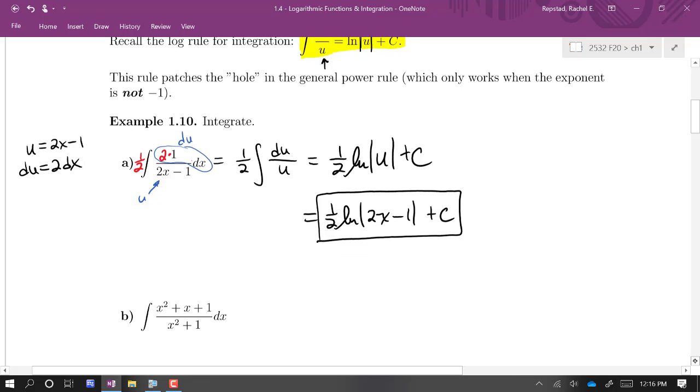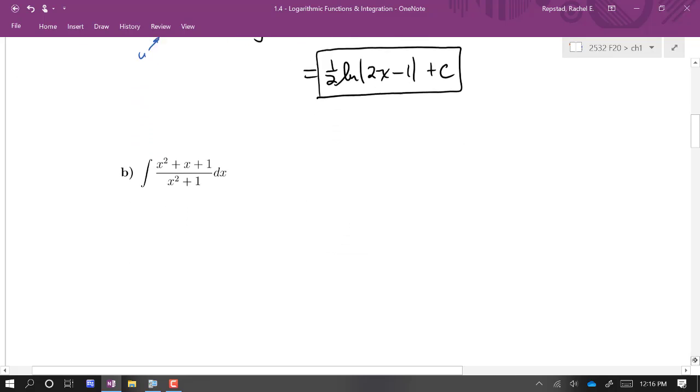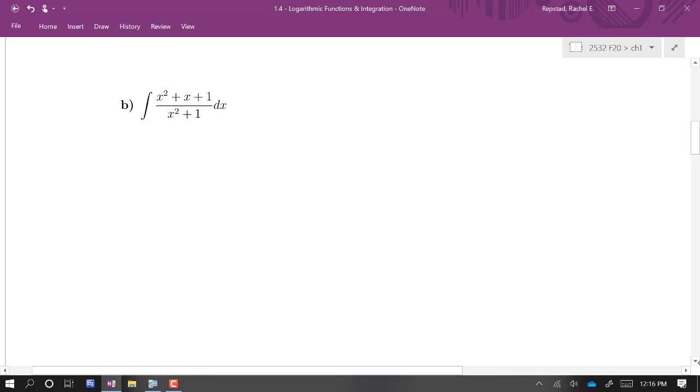All right, let's try another. Take a look at this one. Probably right off you're thinking, well, this isn't a log rule, because if it were a log rule, then u would have to be x squared plus 1, and certainly the derivative of x squared plus 1 is not x squared plus x plus 1, and you're absolutely right when you think that. But we need to do a little bit of work to rewrite this, because the way it's written right now doesn't fit any form.